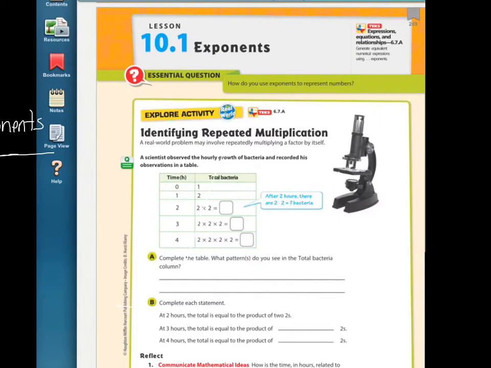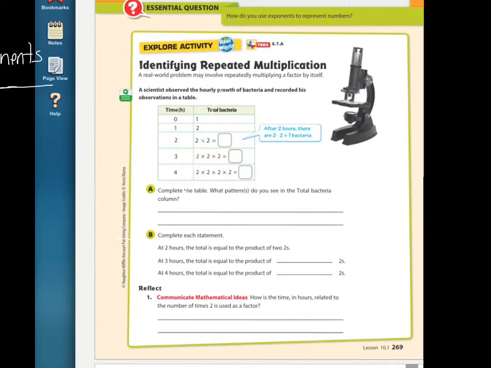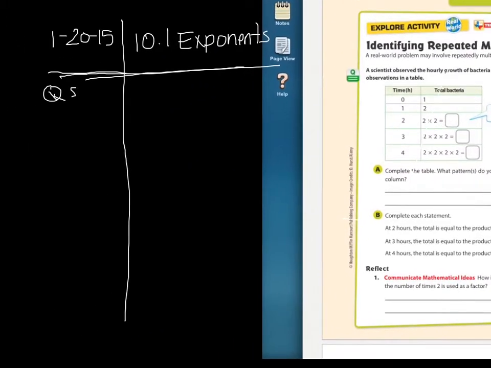Exponents. I don't know how much experience you have in elementary school with exponents, but it's repeated multiplication. So what I want you to do is go ahead and set up your Cornell notes. This way, if you need to pause and write it down, you can. Exponents, repeated multiplication.